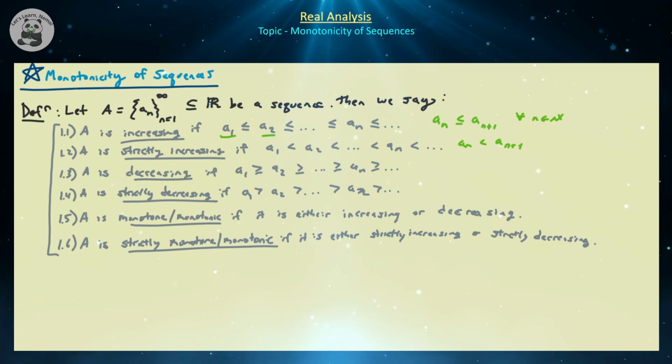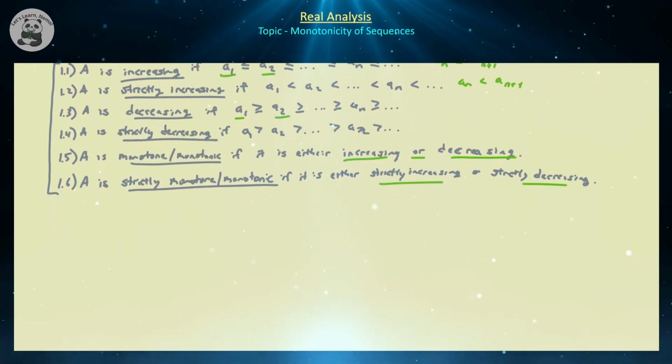Similarly, we will say that that sequence is decreasing if a1 is greater than or equal to a2, is greater than or equal to a3, greater than or equal to an, greater than or equal to an plus 1, and so on, and strictly decreasing in a similar way. And overall, if it is either increasing or decreasing, we will say that that sequence is monotone, or monotonic. And if that sequence is either strictly increasing or strictly decreasing, then we will say that that sequence is a strictly monotonic sequence, or that it is strictly monotone. All right, so that's what we're going to be talking about today.